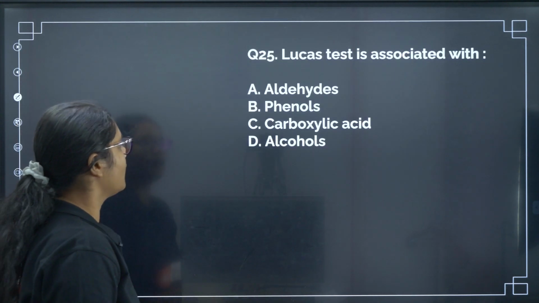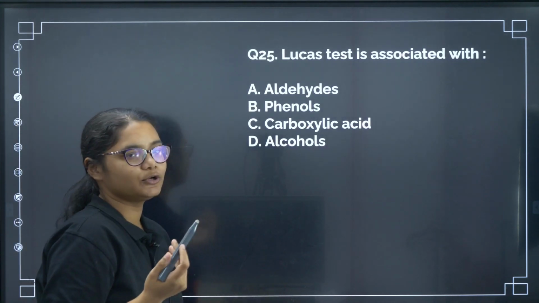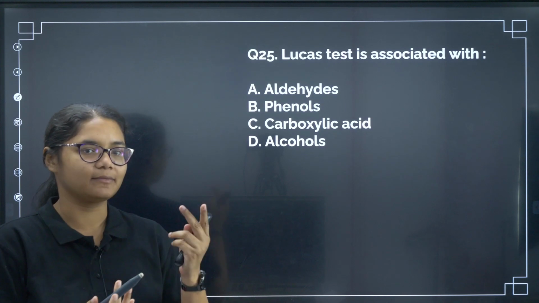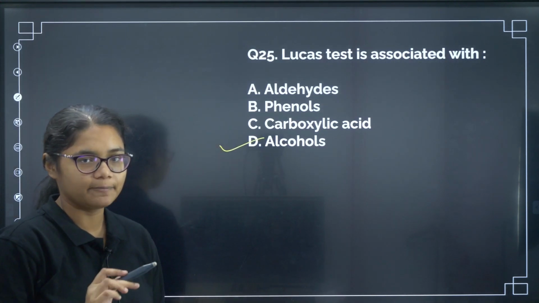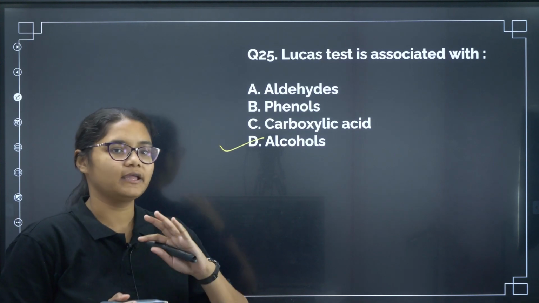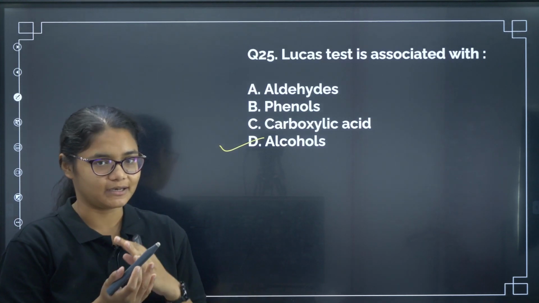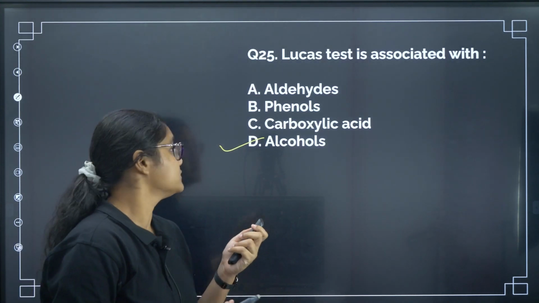So next question, Lucas test is associated with. So Lucas test is for alcohols, primary, secondary and tertiary alcohols. So the correct answer for this question is option number D. So using Lucas test we can identify, or it is a test to differentiate between primary, secondary and tertiary alcohols. Okay.